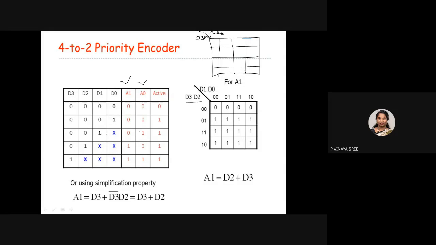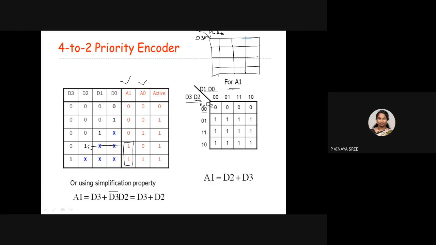So see here, let me start with A1. We need to consider this expression for A1 and A0. For A1, wherever the output is 1, we need to consider. In these two situations, we have output as high. For which input is the output generated high? D2 is high, right? So look into D2. Where is D2? D2 is the second in these two combinations. This part is D3, this part is D2.